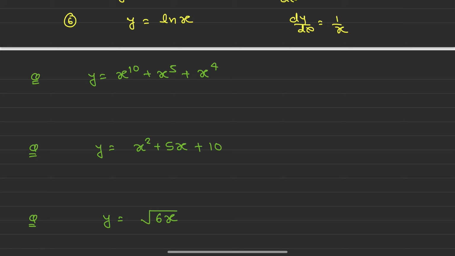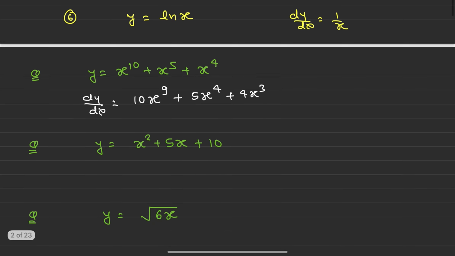Okay, so let us see this question. They have given y is equal to x square, not x square, sorry, y equal to x to the power 10 plus x to the power 5 plus x to the power 4. If you want to find the value of dy by dx, you can say it this way. Here we have x to the power n, meaning n into x to the power n minus 1. So it will become 10 into x to the power 9. The same way it will become 5 into x to the power 4. In the same way it will become 4 into x to the power 3.